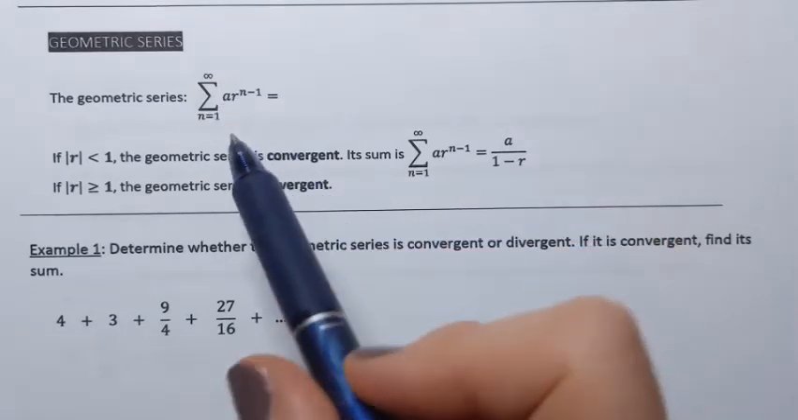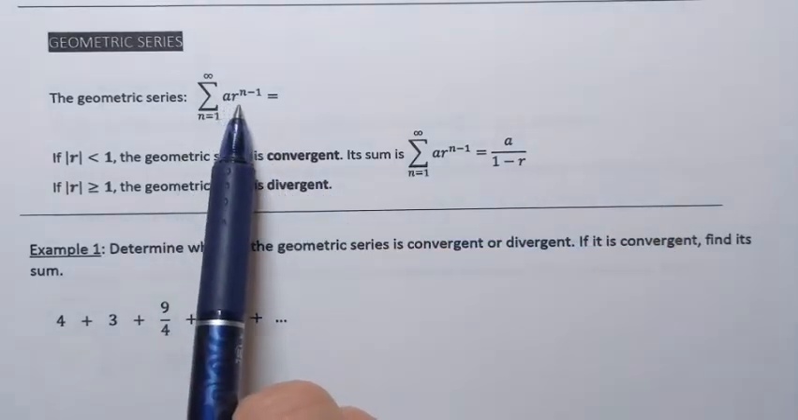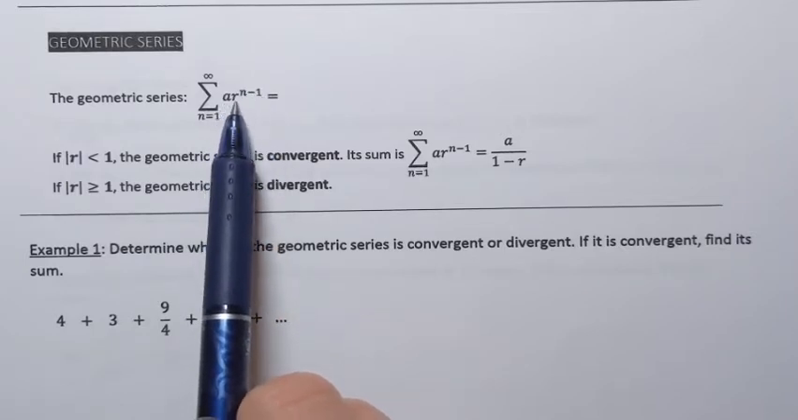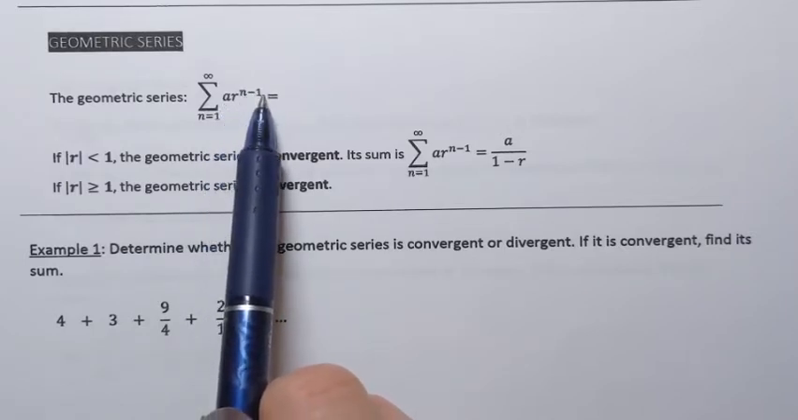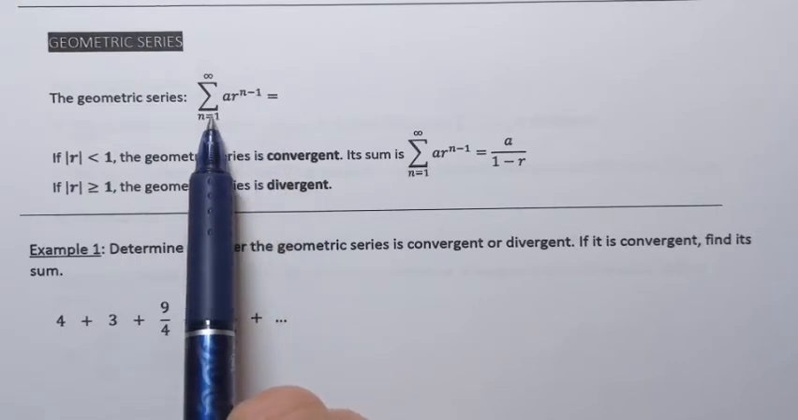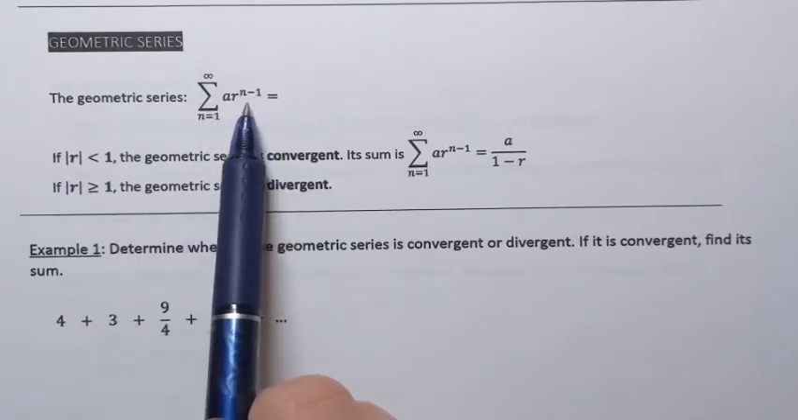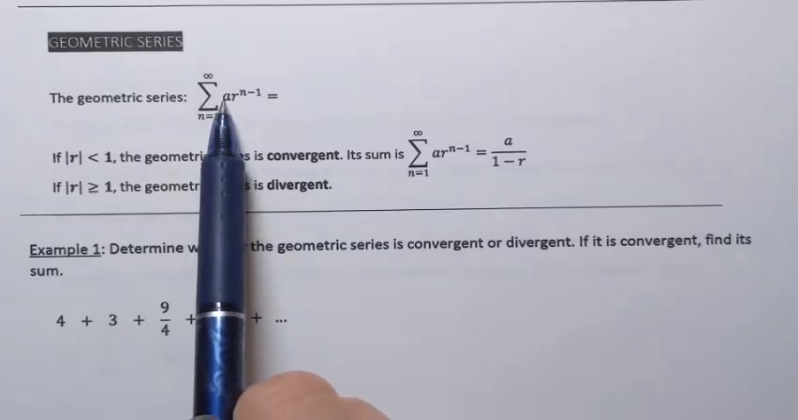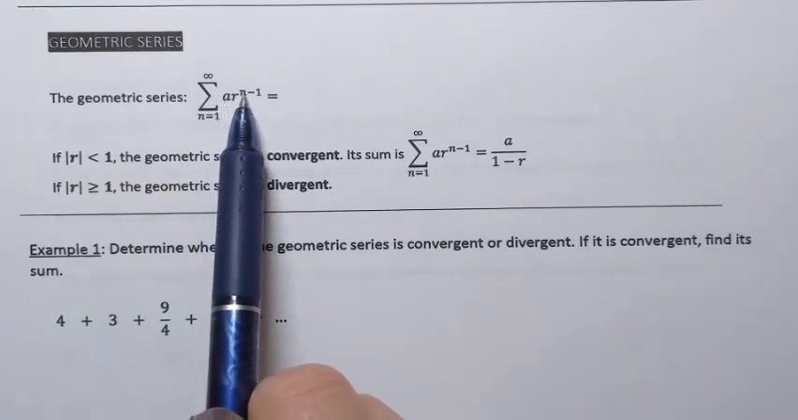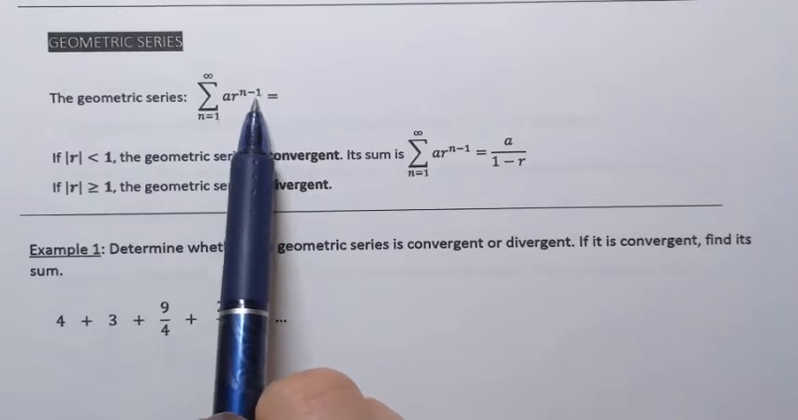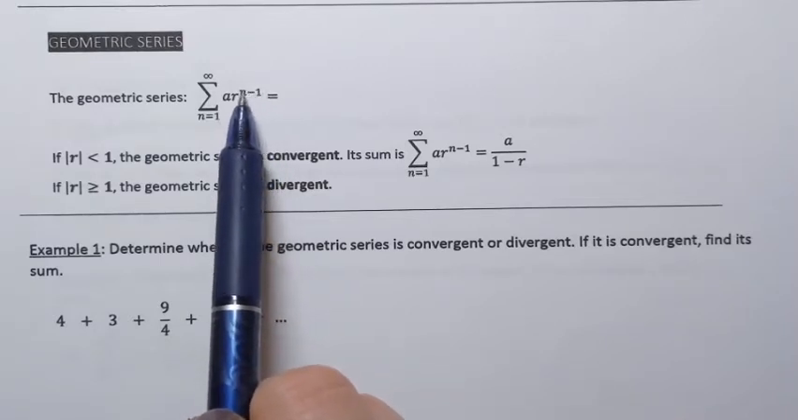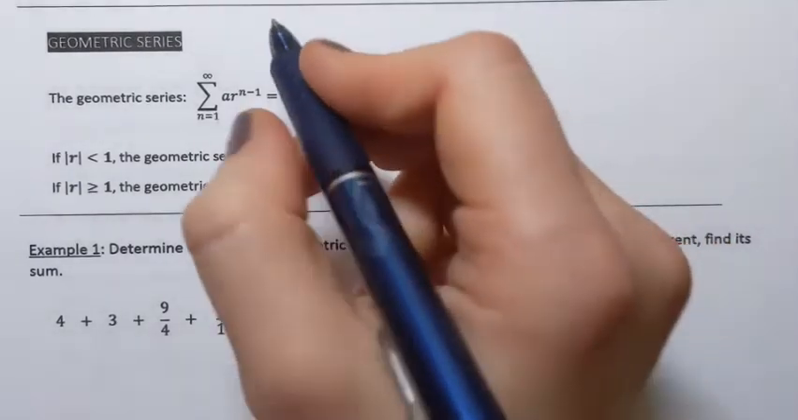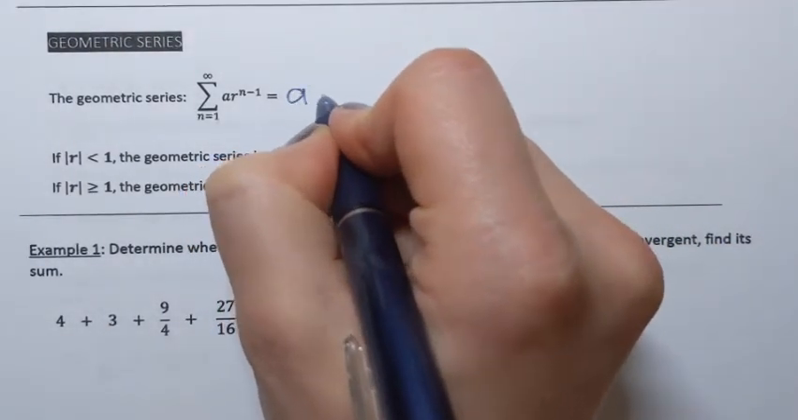So here I can see that the terms that we're adding have the following form. It's a times r to the power n minus 1. Well, n changes as we move from one term to another, right? So we start with n equals 1. That means that the first term is a times r to the power 1 minus 1. Well, 1 minus 1 gives us 0, right? And then r to the power 0 is just 1. So that means that the first term is just a.